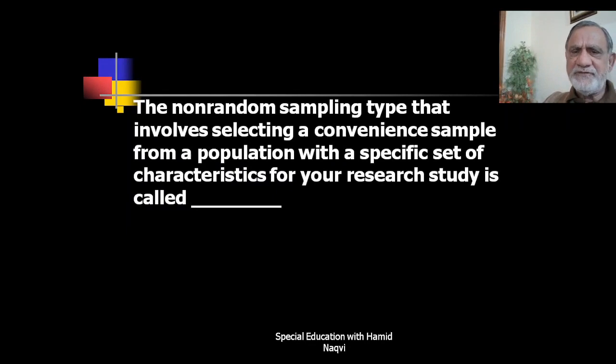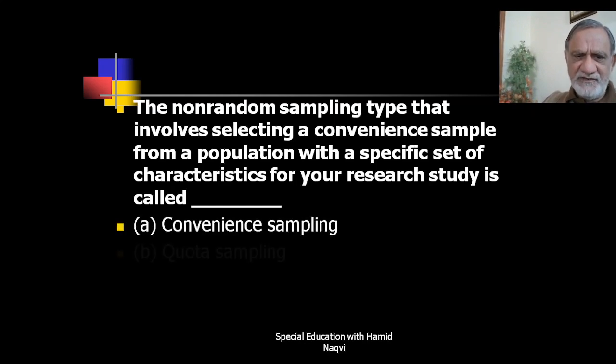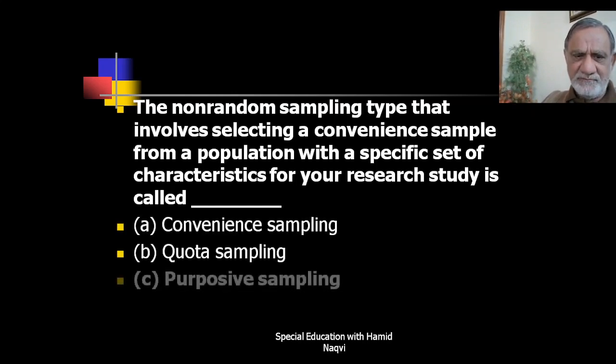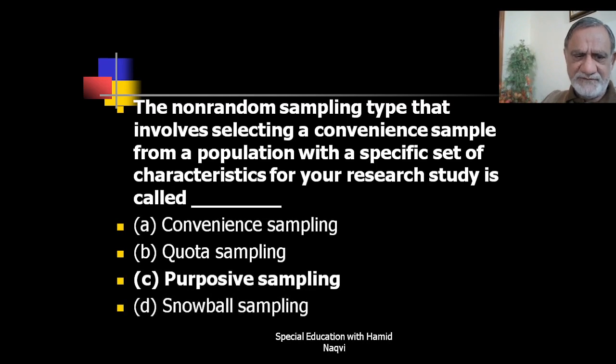The non-random sampling type that involves selecting a convenience sampling from a population with a specific set of characteristics for your research study is called convenience sampling, quota sampling, purposive sampling, or snowball sampling. Correct is it is called purposive sampling.